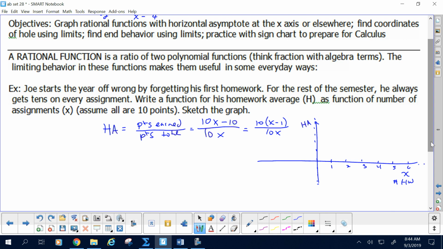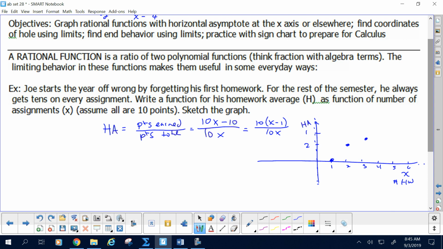All right, when x is one, what's his homework average? Zero, okay? After he's had two assignments, he took a zero on the first one, he got a 10 on the second. What's his homework average now? 0.5, yeah? After three assignments, there's 30 points. He dropped a zero on the first one, but he did well on the other two, so he's got a 20 out of 30 or 0.66 kind of thing.